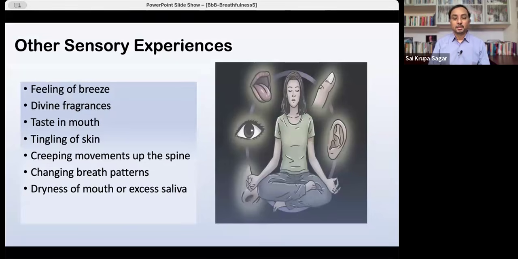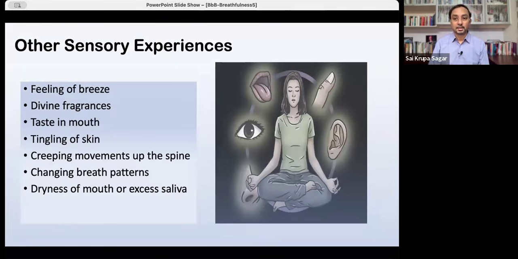Creeping movements up the spine, which is your energy flow. And sometimes your breath patterns change, right? Sometimes it becomes fast, sometimes it slowly becomes slow, right? After a while, when you get some thought, it'll become this thing.